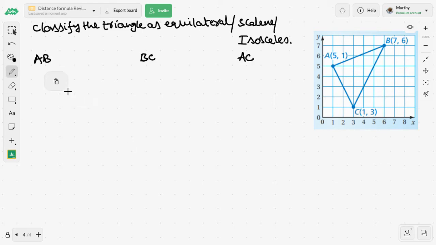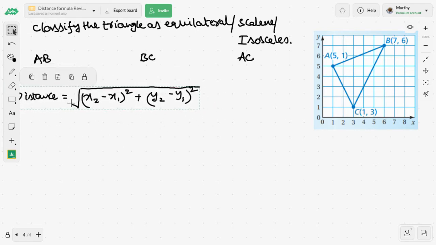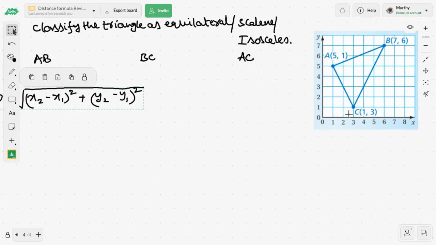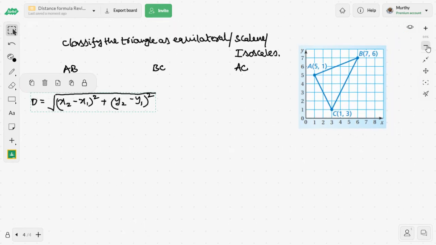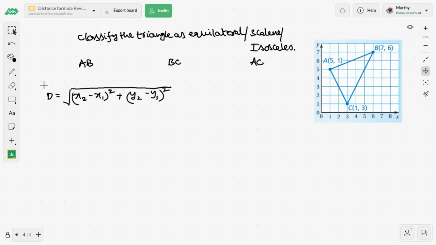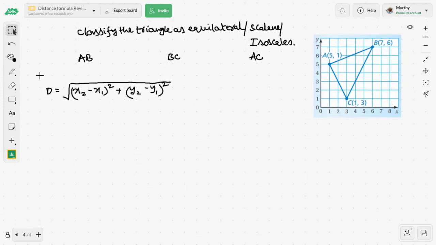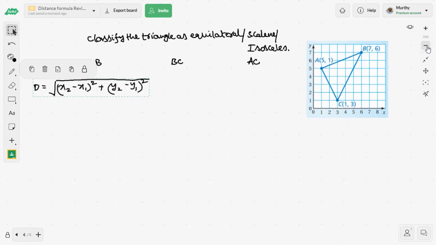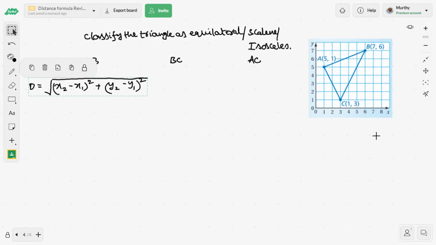Okay, so let me use the distance formula. As I mentioned before, please make use of this formula every time. Due to lack of space, I'm writing it a little short. Let me make it d equals this. So this is the formula. Let me zoom out a little so that I can accommodate all three. I'm writing the distance formula every time. As I mentioned before, it's a very good practice to write the formula every time.